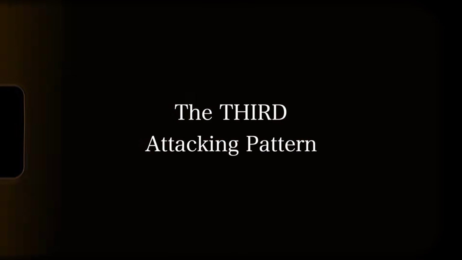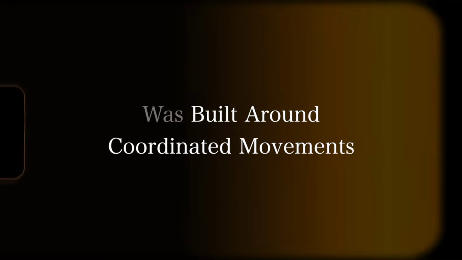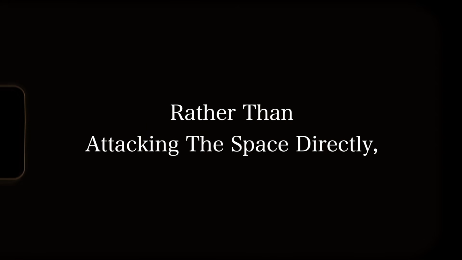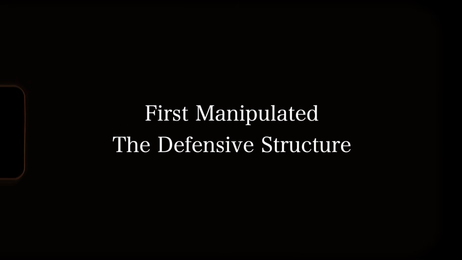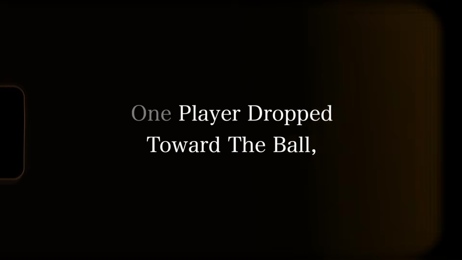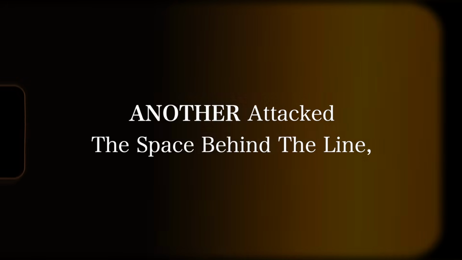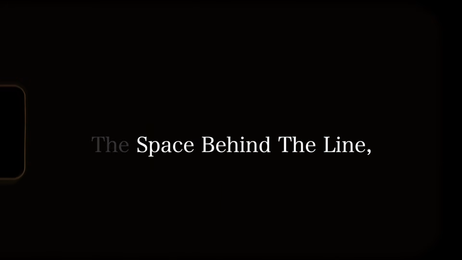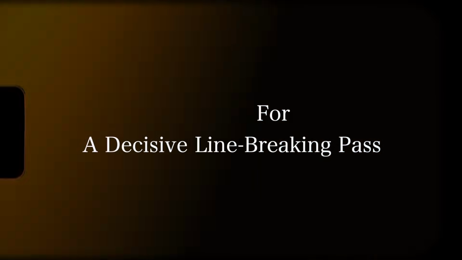The third attacking pattern was built around coordinated movement against the high defensive line. Rather than attacking the space directly, the attacking team first manipulated the defensive structure. One player dropped toward the ball, another attacked the space behind the line, and together they created a passing lane needed for a decisive line-breaking pass.